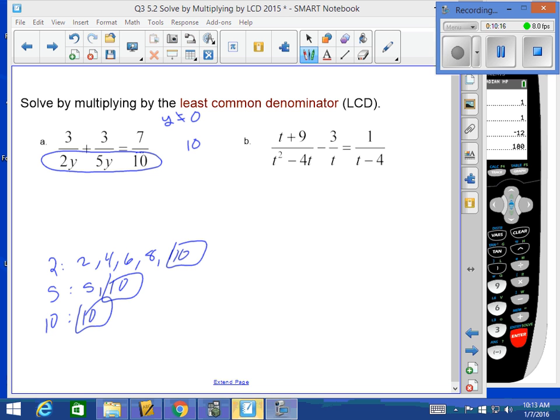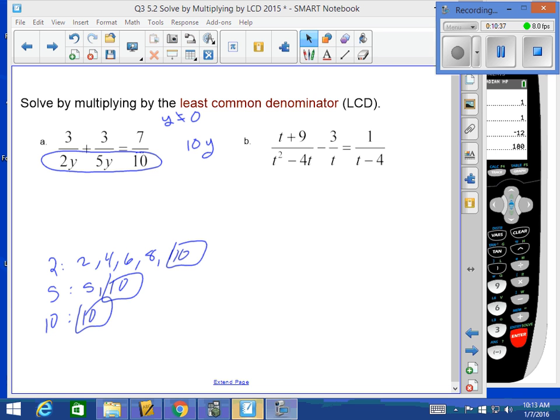With the variables, you use the highest power, and in this case, it would just be y to the first. So with the variables, they don't all have to contain it. You just find whatever variables they have, put that variable with whatever the largest power listed with that variable. So 10y would be my least common denominator.